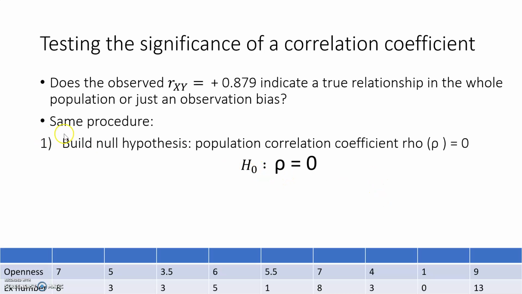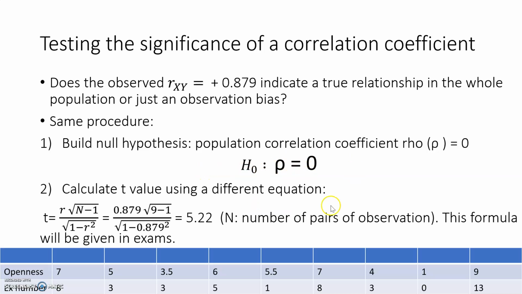First, we set the null hypothesis. We assume that the population correlation coefficient, which we denote with the Greek letter rho, is 0. That is our null hypothesis. Based on it, we calculate the t-value for this correlation. In this situation, we use a different equation to calculate the t-value. Here I have the equation. You don't need to remember it; I'll give you this formula in the exam.